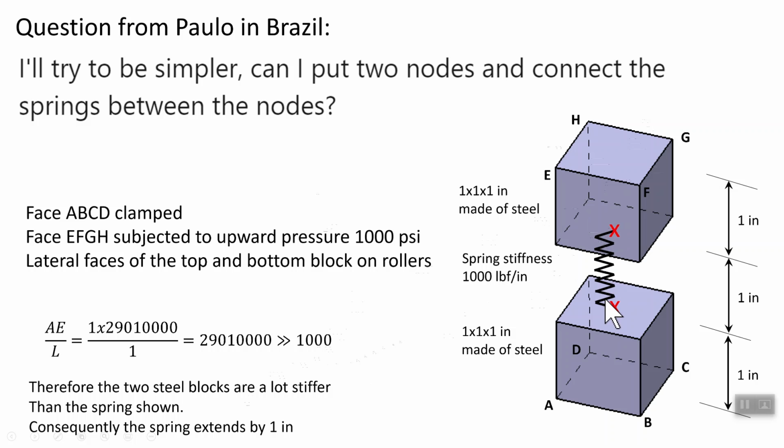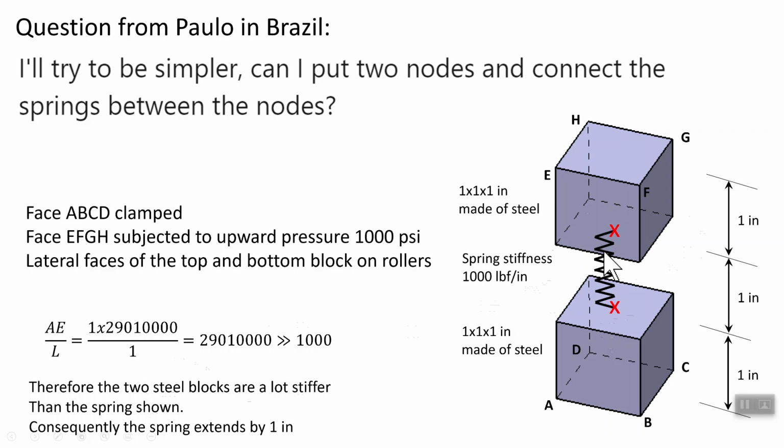What I did for the properties of these things, I made the stiffness of this 1,000 pounds per inch. And if you do a simple calculation, you see that the stiffness of the top and the bottom block in the axial direction is a lot bigger than that. So basically, the top and the bottom block stay pretty much undeformed. They're not rigid objects, but they're very stiff, and therefore they just make the spring stretch.